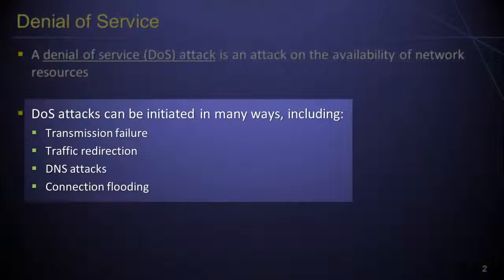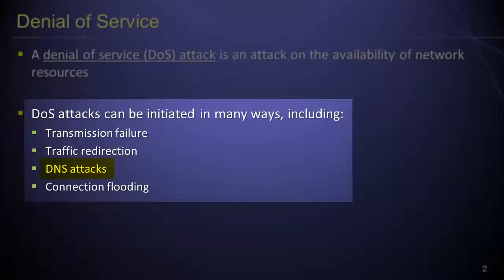Denial of service attacks can be initiated in many different ways. First, a malicious party might cause a transmission failure by physically severing or otherwise interfering with the connection between an information asset and a legitimate user. Alternatively, a malicious party might physically sever or otherwise interfere with the intermediary systems or connections between an information asset and a legitimate user. The second way in which a denial of service attack can be initiated is through traffic redirection. In this type of denial of service attack, a malicious party manipulates a router's routing table such that either no network traffic is directed to the router or an excessively large volume of traffic is directed to the router, thus disrupting the normal flow of information across the network.